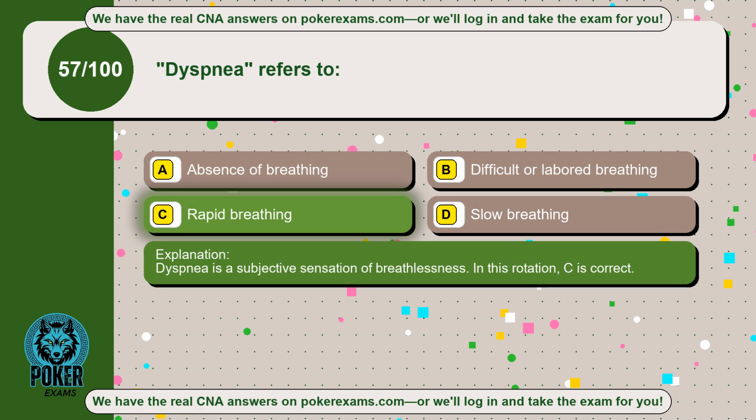Dyspnea is a subjective sensation of breathlessness. In this rotation, C is correct.